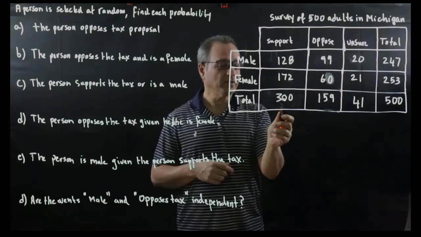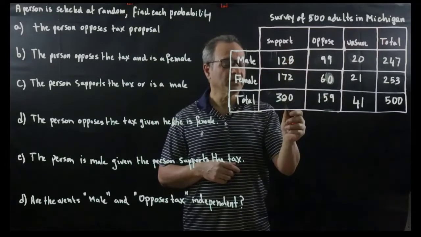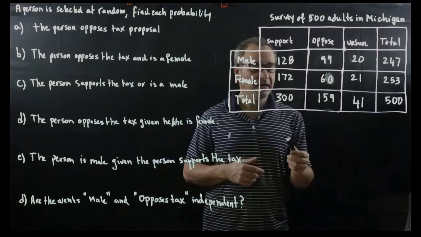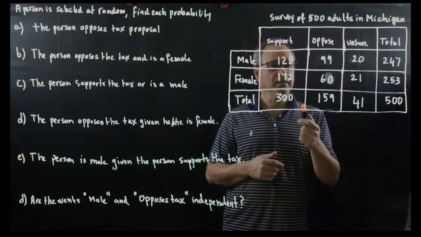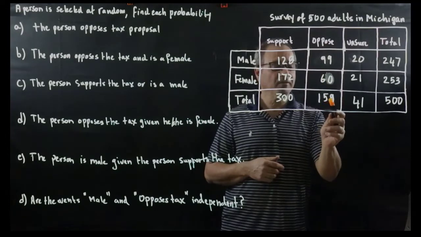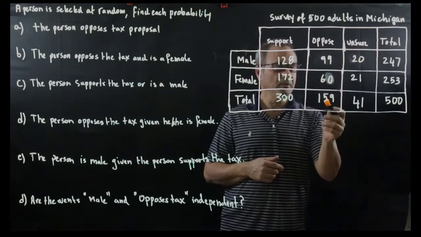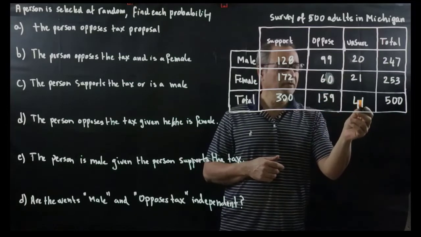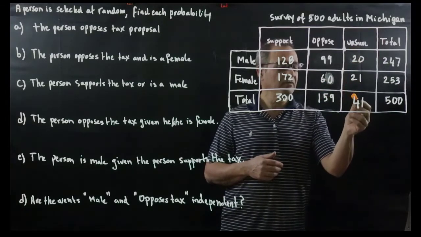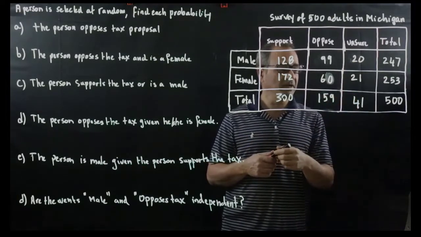The 300, what does the 300 mean here? Support. So there were 300 adults who support the tax law, the tax proposal. Oppose, there were 159 in total, including male and female, who opposed the law, and 41 they were unsure. There could be 41, some of them are female adults and some of them are male adults.